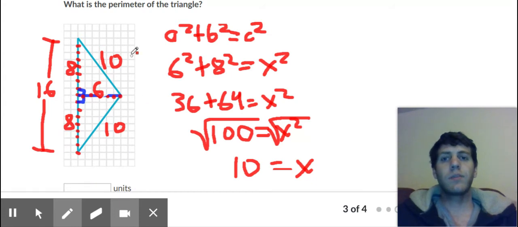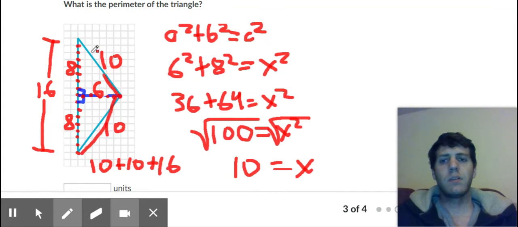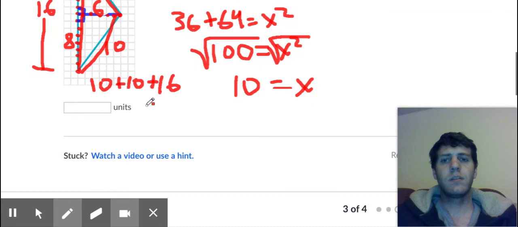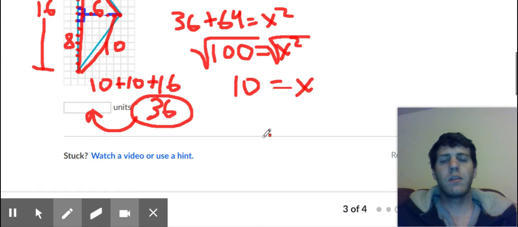Okay, we're looking for the perimeter. So your perimeter is going to be 10 plus 10 plus 16. 10 plus 10 plus 16. All right, which gives us a grand total of 36 units. Okay.